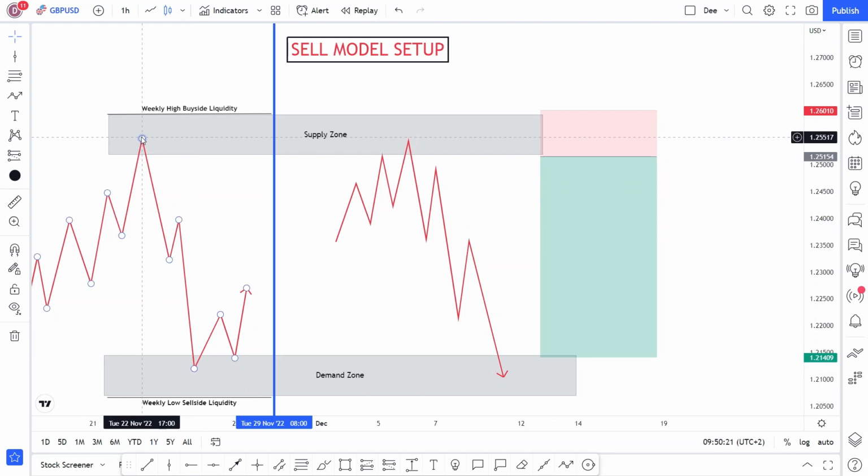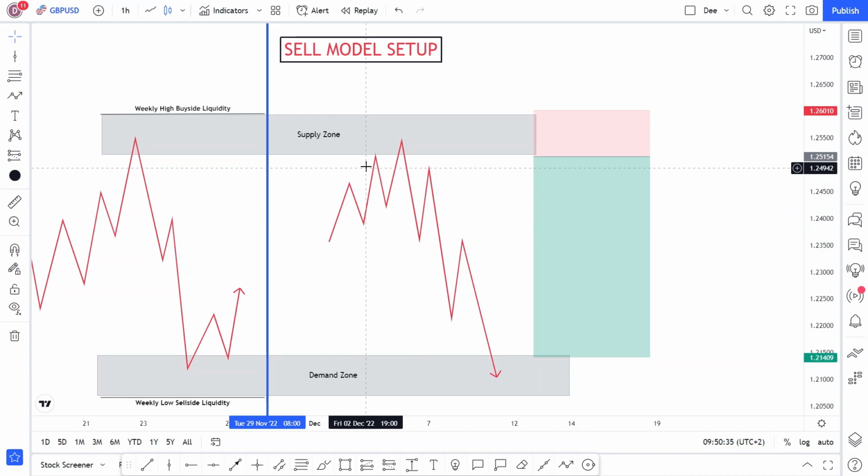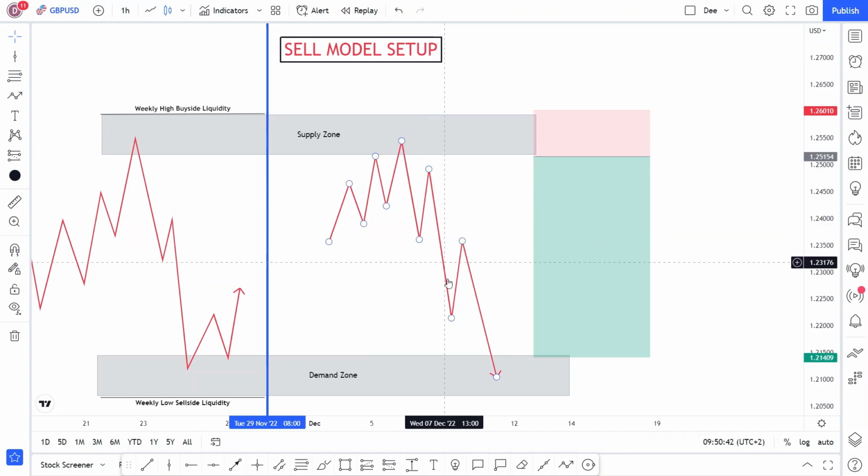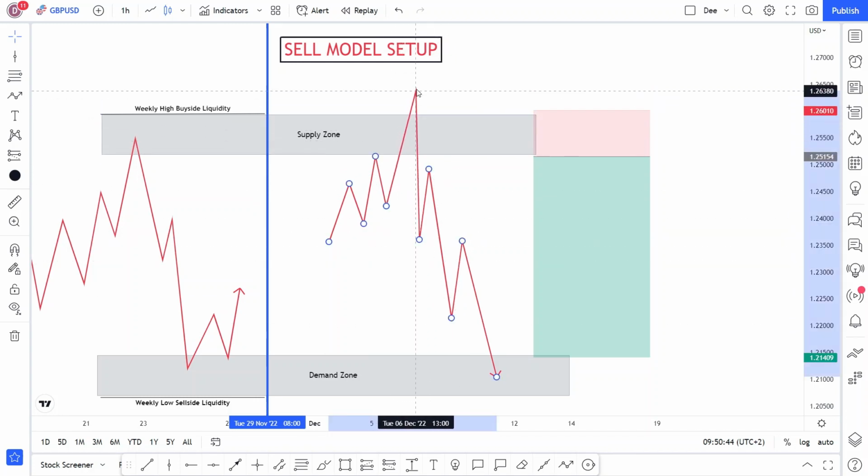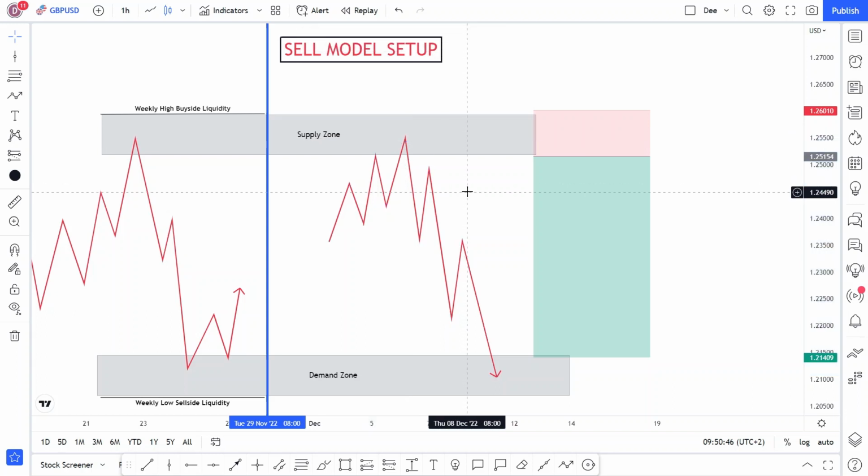Above this weekly high, we have buy side liquidity, and below this weekly low we have sell side liquidity. So on this new trading week, when the market approaches the supply zone or the previous weekly high, we have this kind of nice sell setup, and there was no liquidity grab. This is the kind of setup that you're going to look for. This is the first one, the sell model setup, and we're going to go to the next one.